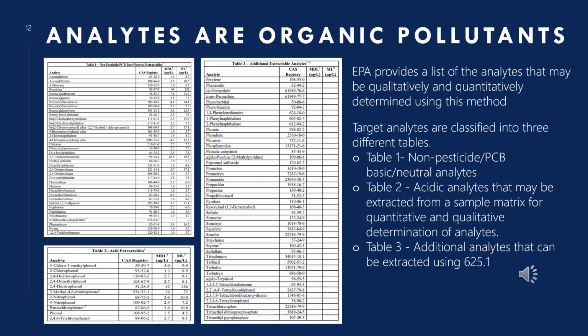For this method, the analytes are the organic pollutants found within the industrial wastewater samples. The EPA does provide a list of the analytes that may be analyzed using this method. These target analytes are classified into 3 different tables, which you see on the side. Fortunately, the list is very long, so we will not go over it, but you should know there are different classifications for the analytes.